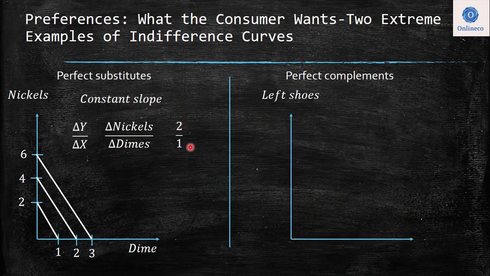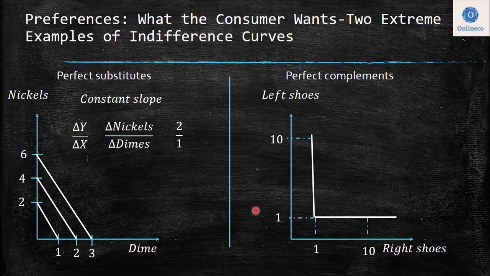Then perfect complements, you have left shoes and right shoes. You can get 1 and 1, or you can get 10 and 1, and it doesn't matter. It values exactly the same for you as that 1, 1. So if you have 1 million right shoes but you just have 1 left, this is constant. So this is exactly the same value. So for this reason, this is the indifference curve.